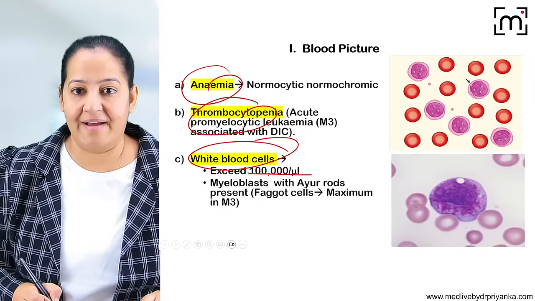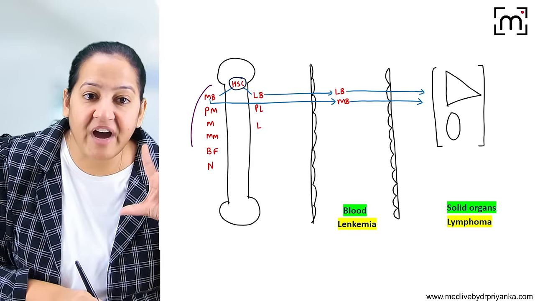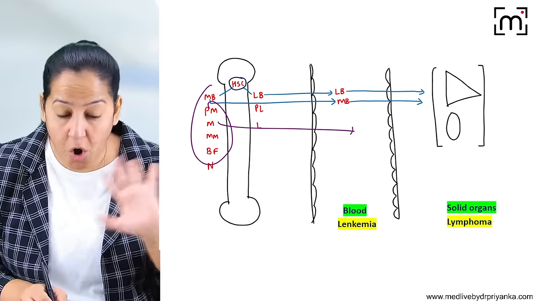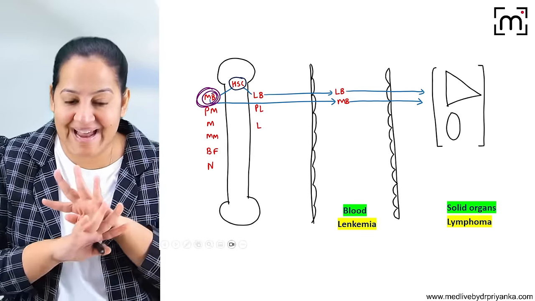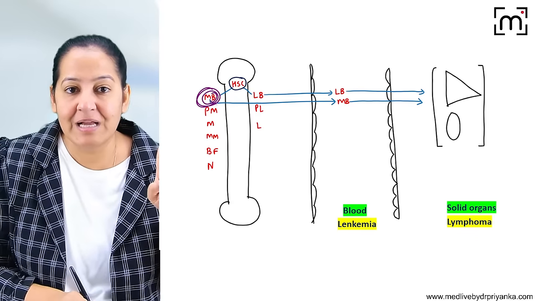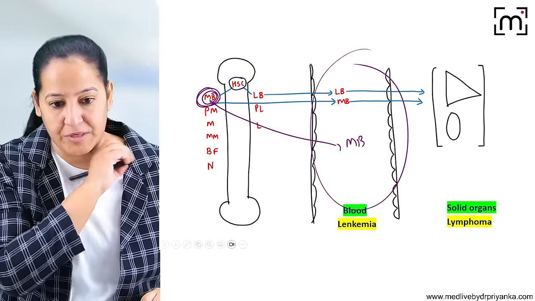It is more than 1 lakh, but only one type of cell. In CML, we get five types of cells in the blood. No, not here. Here we get only one type of cell. Which one? Myeloblast. That's it. Only myeloblast is coming in the blood, and 99% of the cells in the blood are myeloblasts. No other cell.